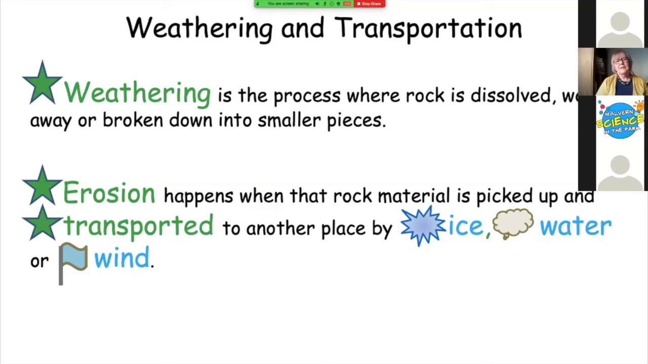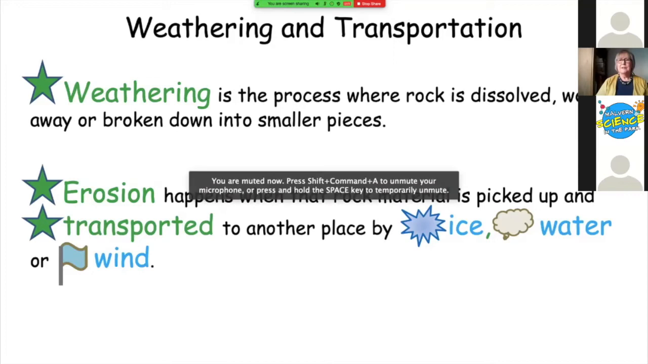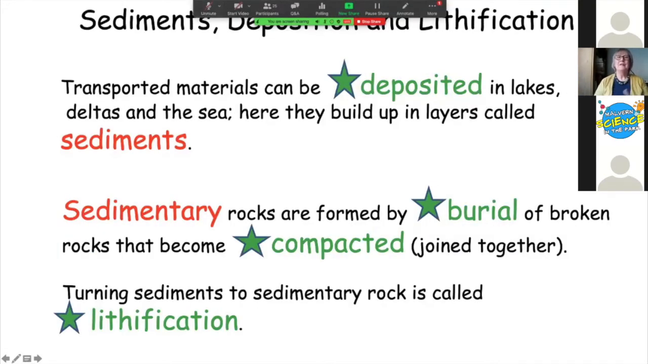Now then, it doesn't stay there. Erosion happens to that material, and so it's picked up by various agents. It could be ice, if it's a glacier, it could be water, or it could be wind blowing those pieces of rock or moving them downhill, transporting them to another place. So we've got this material being transported.